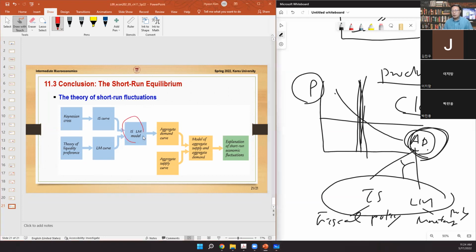So IS-LM goes to aggregate demand. After that, we'll consider the aggregate supply curve together. Now we'll have the AD-AS model. That means we'll be back to chapter 10, and this model will be used for short run fluctuation because by nature we assume prices are sticky. So this is the general approach, or the general connection between chapter 10, chapter 11, and chapter 12.